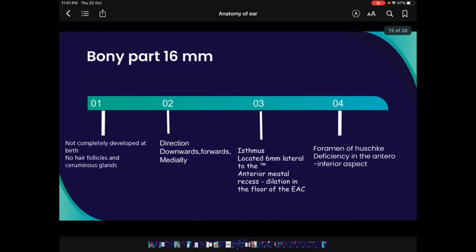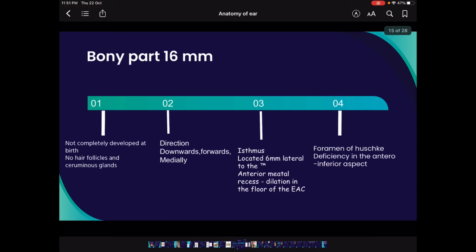And next we are going to discuss the bony part. The bony part is 16 mm long, which is not completely developed at birth, and doesn't have any hair follicles or ceruminous glands. So you need to remember that any furuncles are located only in the cartilaginous part, because only the cartilaginous part consists of hair follicles and ceruminous glands. The direction is downwards, forwards and medially.